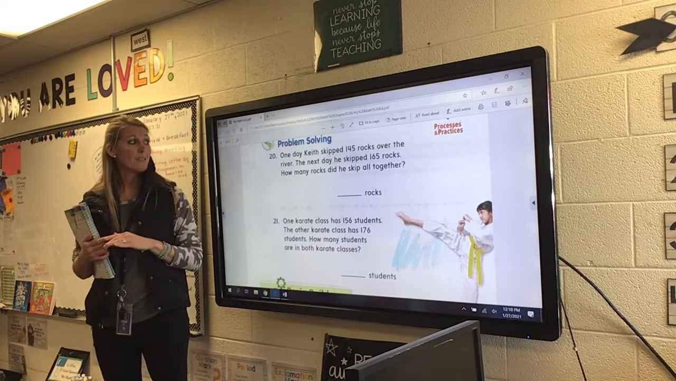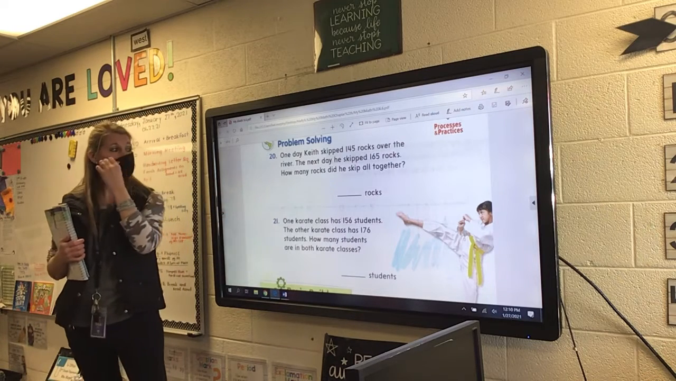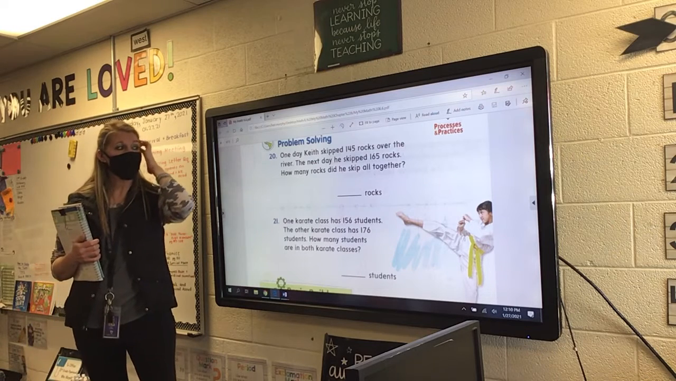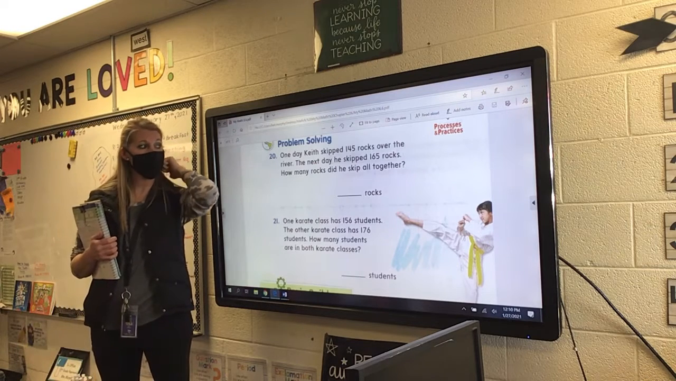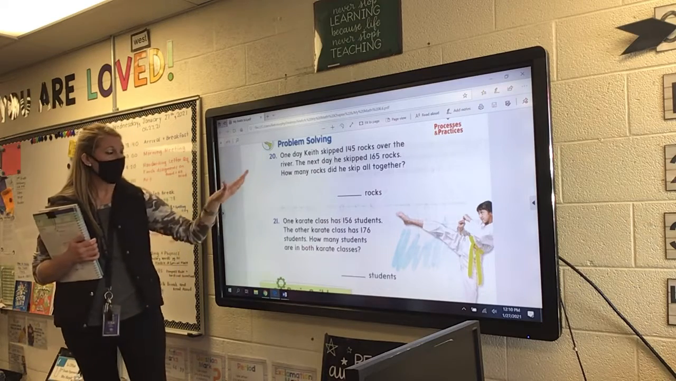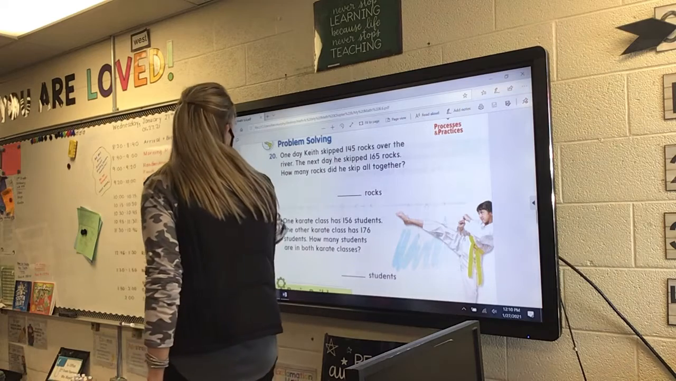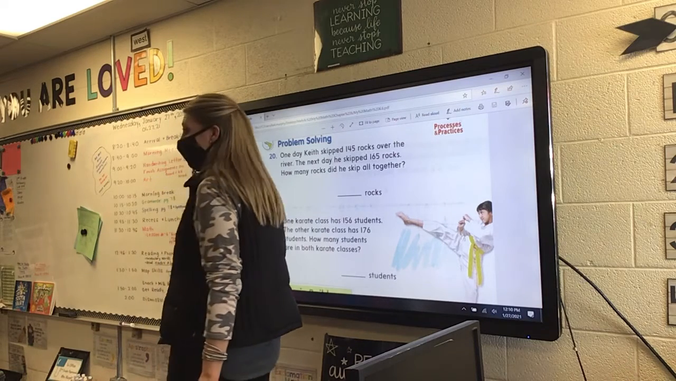So on this first one, it says one day Kenneth skipped 145 rocks on the river. The next day, he skipped 165 rocks. How many rocks did he skip all together? So over on the side here, you're going to write 145 plus 165.